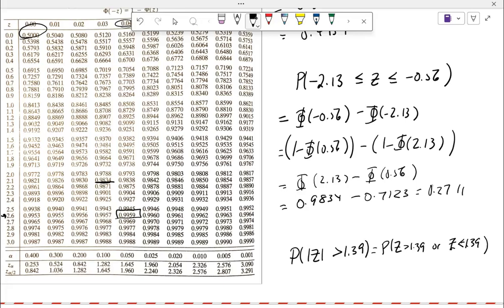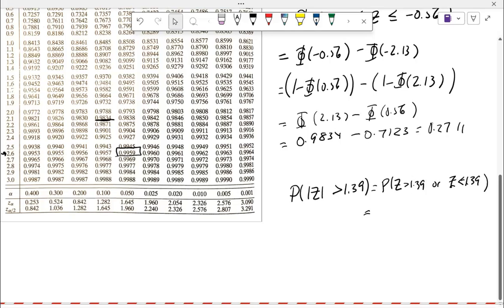Do these intervals overlap? No. So how can we rewrite the or statement? Because they don't overlap, it has to be one or the other. It would be plus, there we go. Yeah, we're going to add them, good.